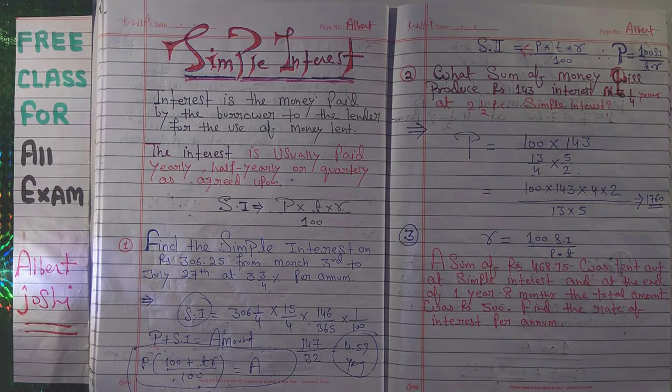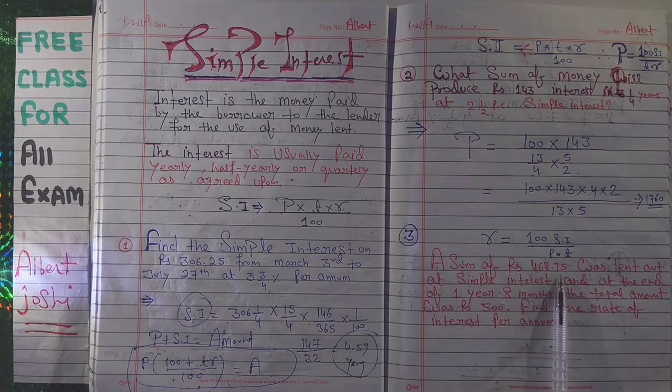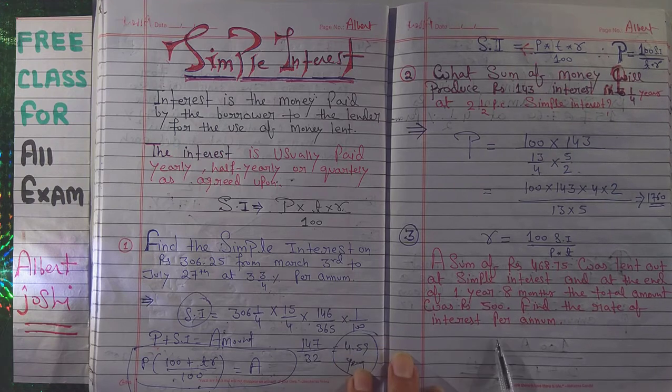Now suppose in your exam they have given the simple interest, P and T, and you have to calculate the R. We will explain. The example is: a sum of rupees 468.75 was lent out at simple interest, and at the end of 1 year 8 months the total amount was rupees 500. Find the rate of interest per annum.